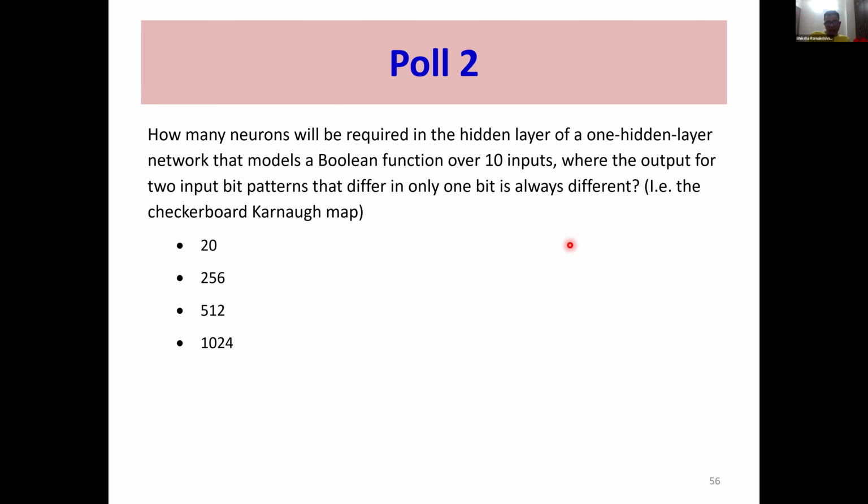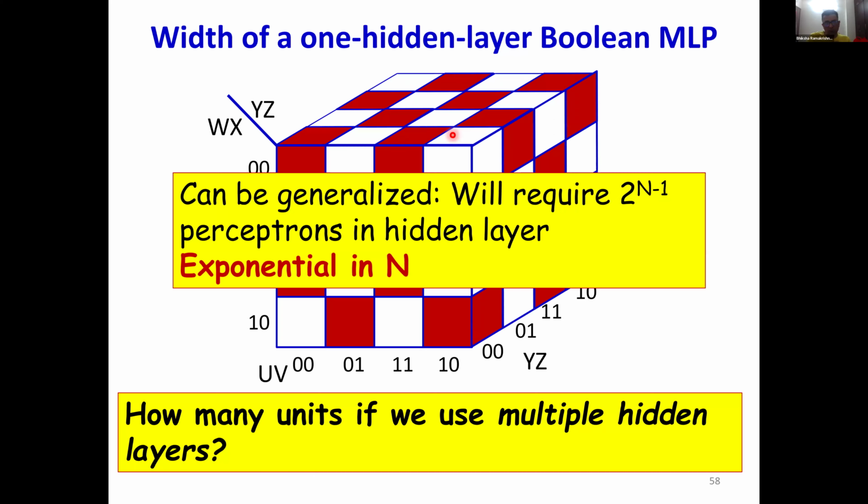All right. So what is the answer? Anyone? 2 raised to 10 minus 1, 512, right? Yeah. So it's very large. So in the worst case, a function over n variables is going to require 2 raised to n minus 1 perceptrons in the hidden layer. It's exponential in n. How many units if we use multiple hidden layers?